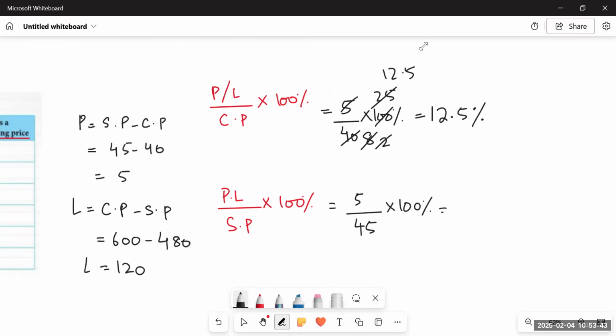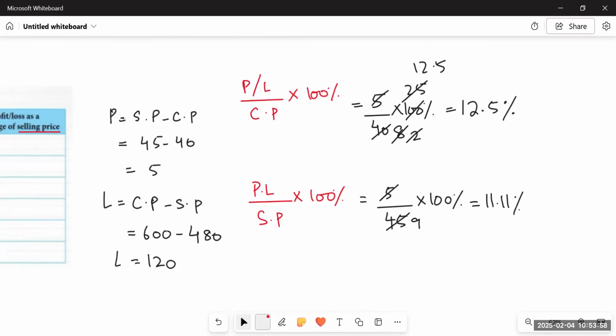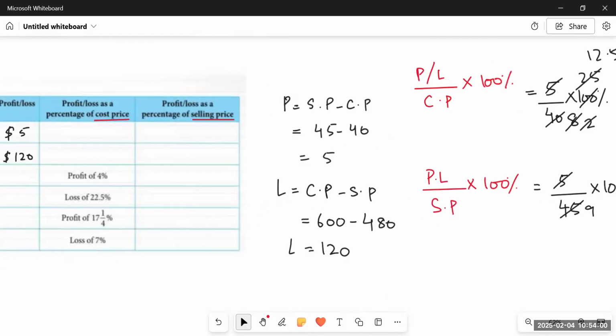But when we talk about the profit percentage as a percentage of selling price, it would be 5 ones are 5, 5 nines are 45. And when we divide it out and multiply by 100, we will get 11.11%. So you see, there's a difference. The first one is 12.5%, and the second one is 11.11%.